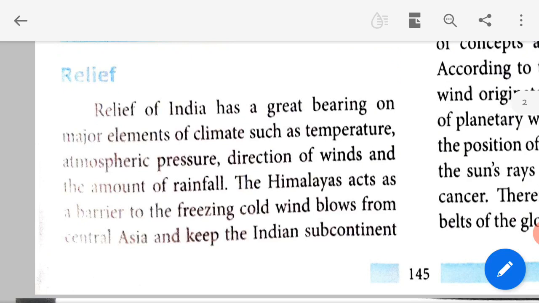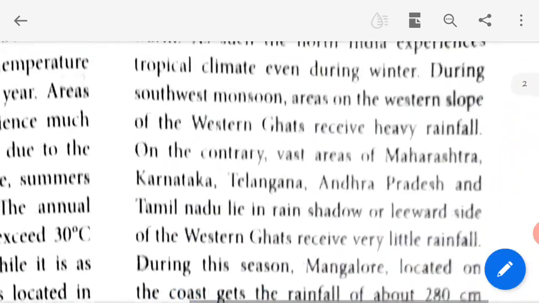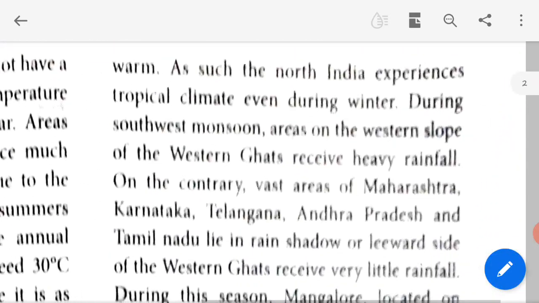Now, it acts as a barrier for what? To the freezing cold wind that blows from Central Asia. So, it blocks the freezing cold wind which comes from Central Asia and keeps the Indian subcontinent warm. So, because it's blocking the freezing wind, India still remains warm. As such, North India experiences tropical climate even during winter. Tropical is something like a hot climate. So, even during winter, the northern part of India experiences tropical climate.